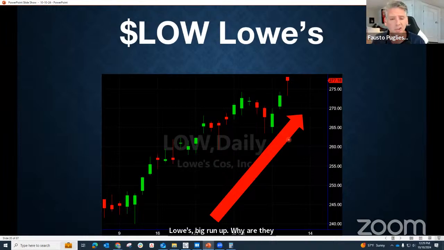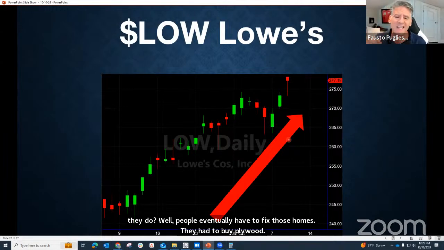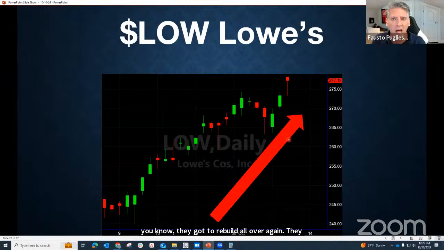Well, people eventually have to fix those homes. They had to buy plywood. They've got to rebuild it all over again. They said it's 175 billion, with a B, to do all those repairs. Where's that money coming from? Where are they going to spend it? When they have to spend it, they have to go buy it. It's going to help the bottom lines for these companies, and the earnings are going to do better.